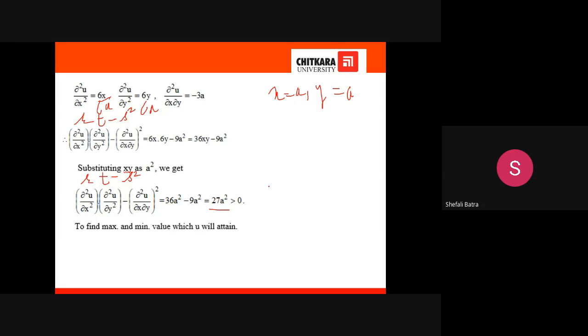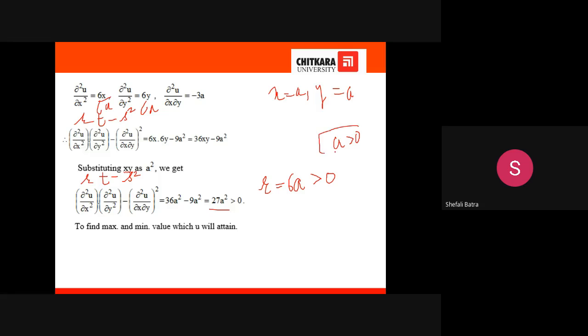Now, you need to check the sign of r. r is what? 6a. Tell me now. Is it greater than 0 or less than 0? Ma'am, greater than 0. Why is it greater than 0? Because a is greater than 0. Yes, and 6 is also positive, because in the question it is mentioned a greater than 0.